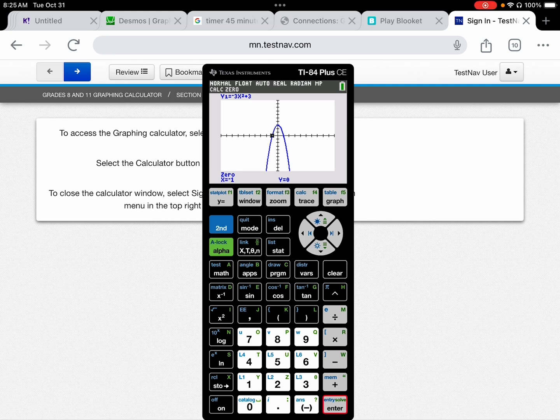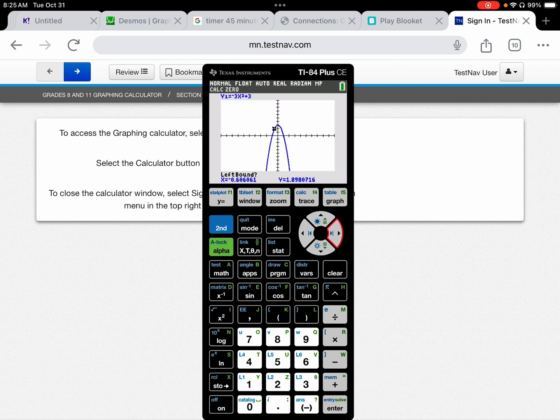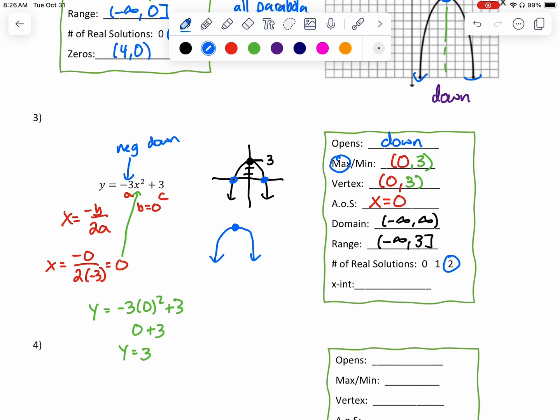So we could do it again. If I hit second trace, then we'll go to 0 again. Now I'm going to go to the left of this x-intercept, hit enter, then go to the right of it, and then it says guess, and we say yep, so hit enter again. So that one is hitting at 1. Going back to our page, we know our x-intercepts are at negative 1, 0, and 1, 0.